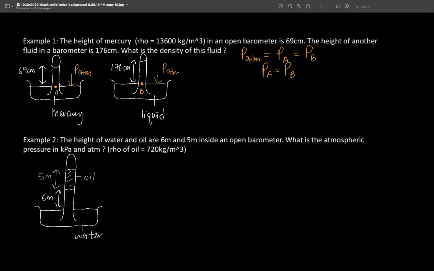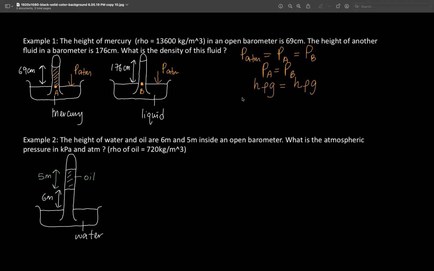Now PA is the pressure. You look at what is pressing it. This amount of liquid is pressing it. There's no gas inside here, so zero pressure. So all the pressure comes from H rho G. H rho G equals PB, which is again H rho G. That is for the liquid, and this is for the mercury.